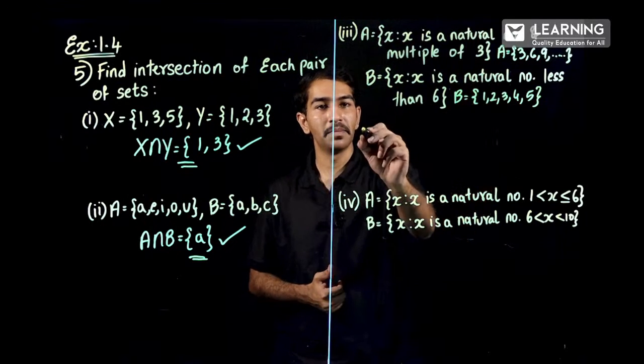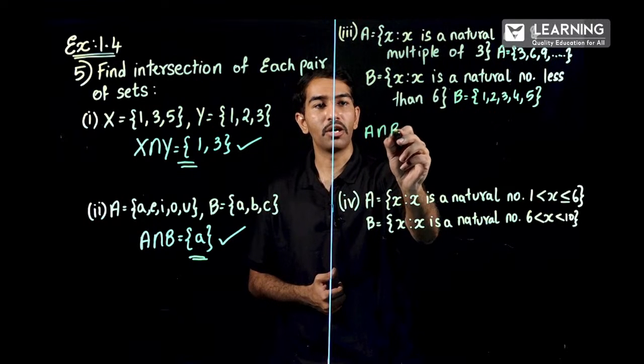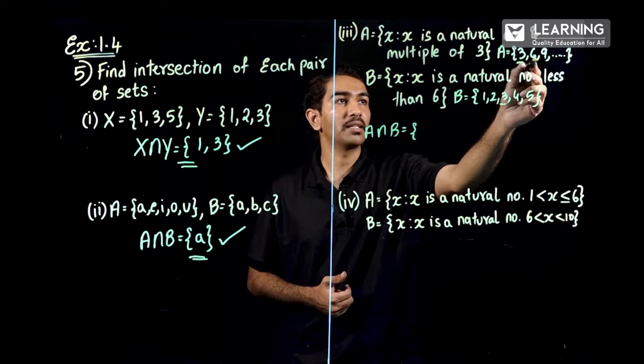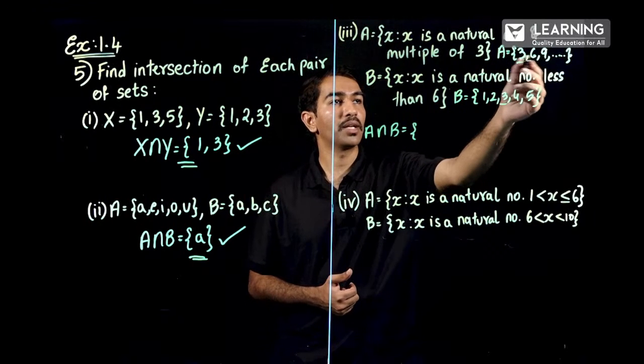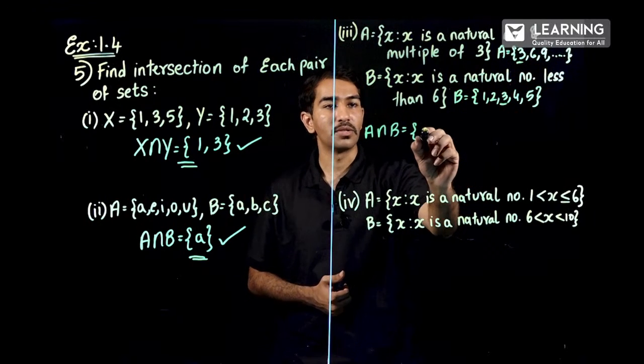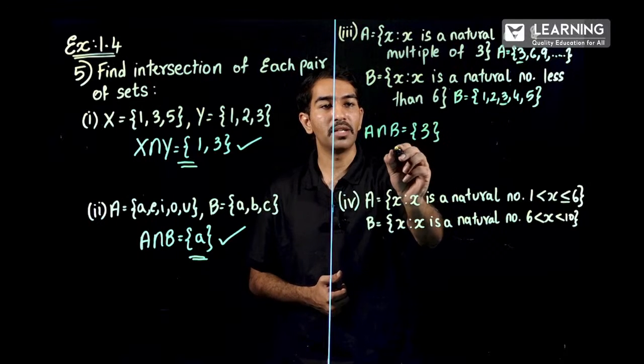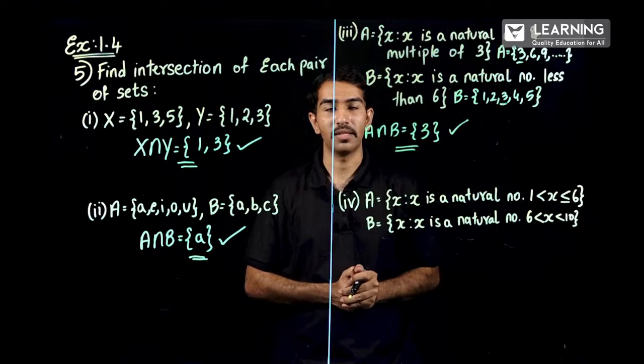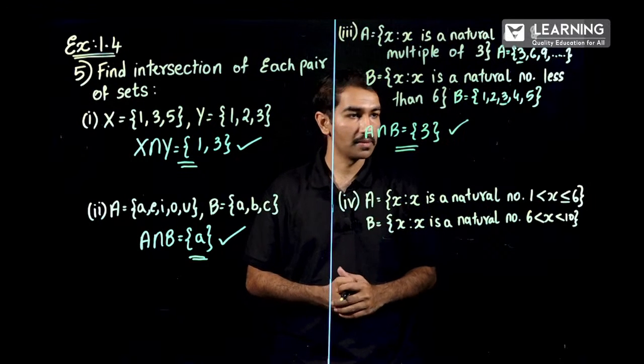Intersection between them. So, A intersection B, what is common, students? What is common in both of them? I think it is only 3, correct? 4 we do not have, 5 we do not have, these are not multiples of 3. So, here A intersection B will be only equal to 3, and this will be the right answer. Alright. Moving on to the next sub question.